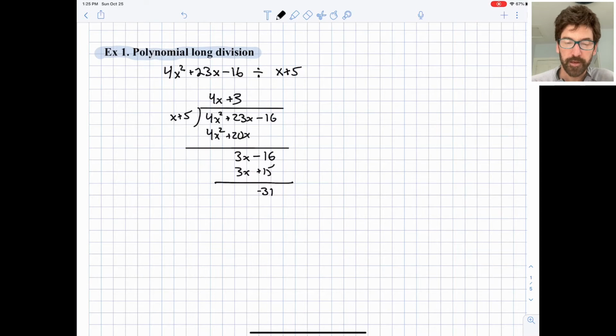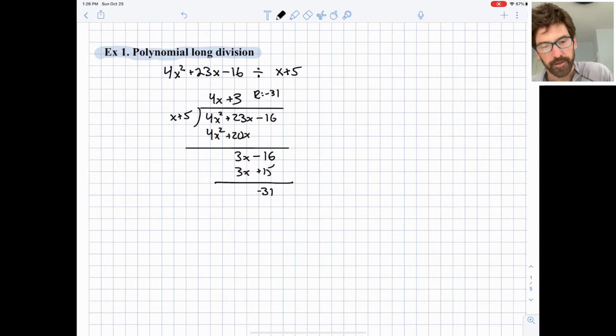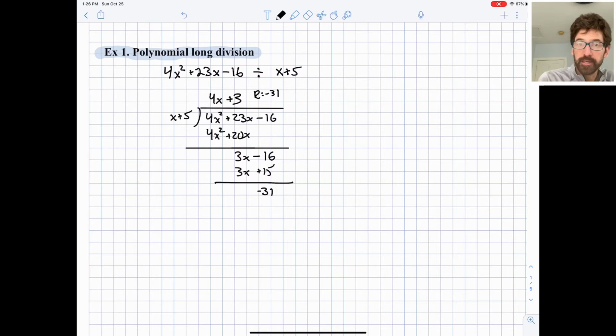The degree of negative 31 is lower than the degree of x. Okay? So what that means is that we're going to end up with a remainder. We can't say how many times does x plus 5 go into 31. That wouldn't really make a lot of sense. Okay, so our remainder is negative 31. So what that means really is that x plus 5 is not a factor of 4x squared plus 23x minus 16. It's always nice when you get a remainder of 0 because then you know what the factors are. But in this case, we are not being given a factor.